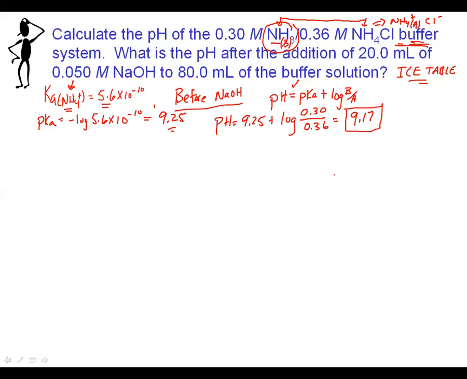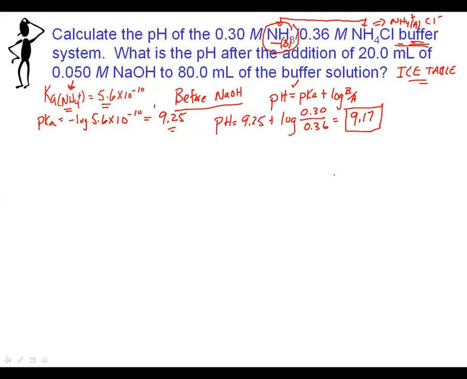This demonstrates a couple of things before we get to the second part of the question. It demonstrates very nicely that this buffer is actually a basic buffer, right? So this is a basic buffer, different than the one that we did in the previous problem, which was an acidic buffer. But regardless if it's acidic or basic, you can see that you can use the Henderson-Hasselbalch equation no matter what, as long as you have the pKa value and you put the base on top and the acid on the bottom.